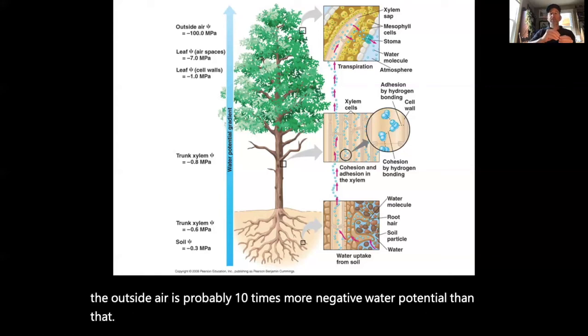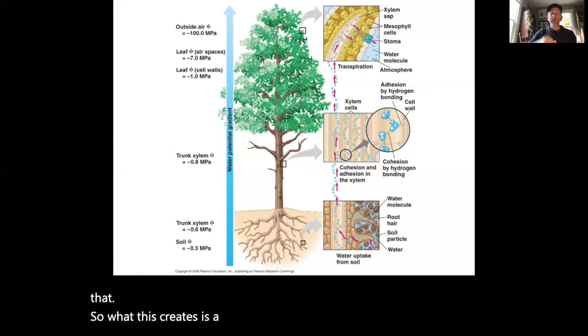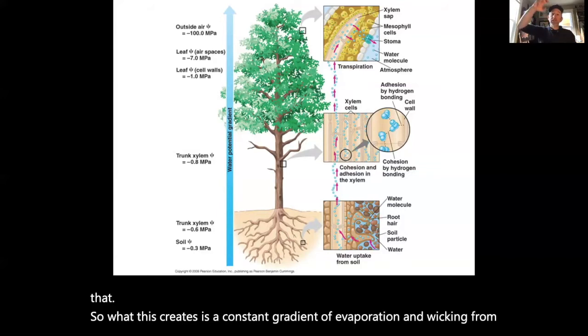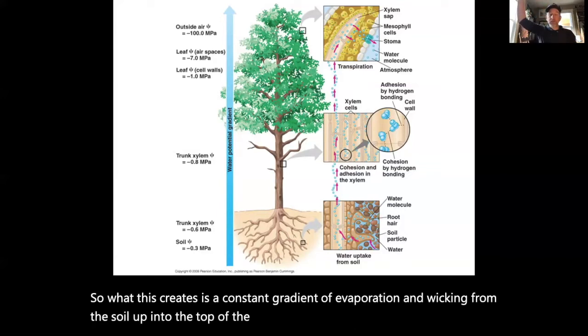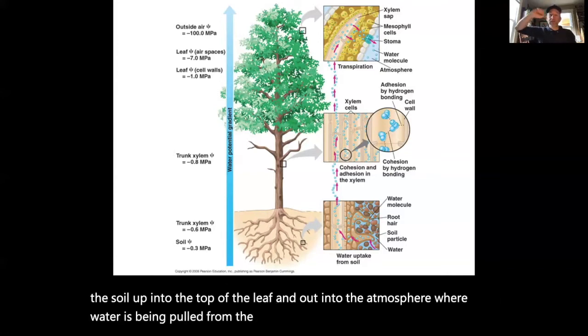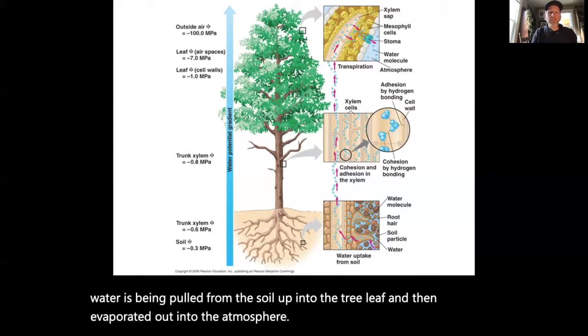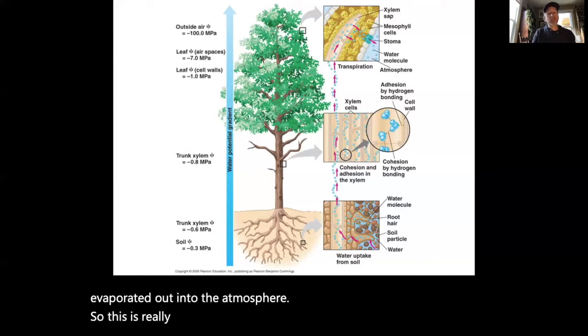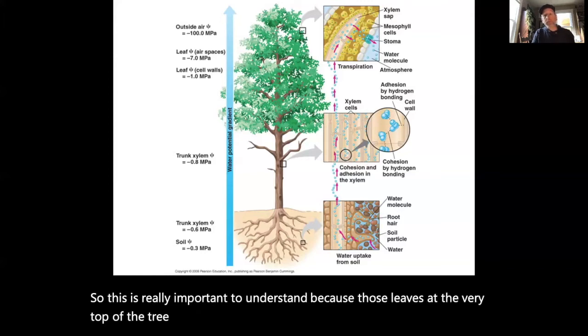So what this creates is a constant gradient of evaporation and wicking from the soil up into the top of the leaf and out into the atmosphere, where water is being pulled from the soil up into the tree leaf and then evaporated out into the atmosphere. So this is really important to understand because those leaves at the very top of the tree are dependent on water being pulled all the way from the bottom.